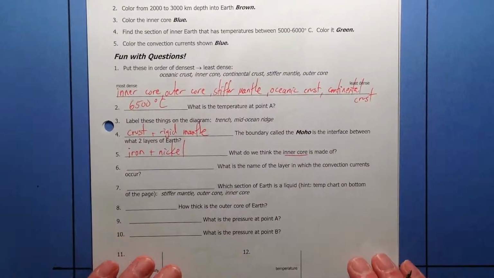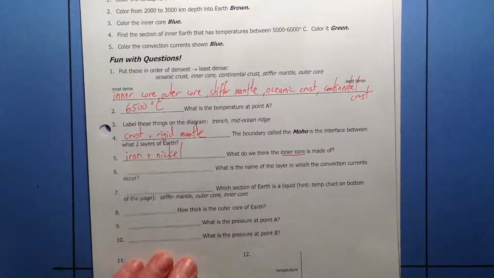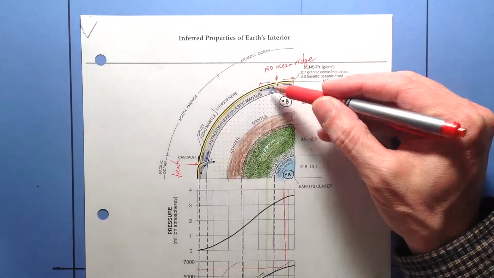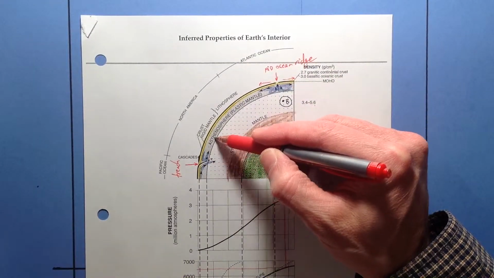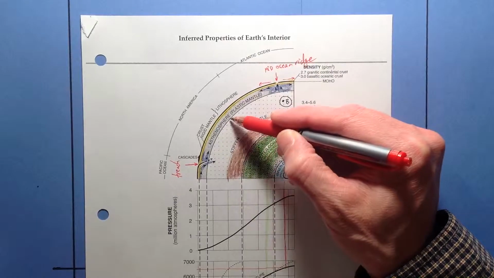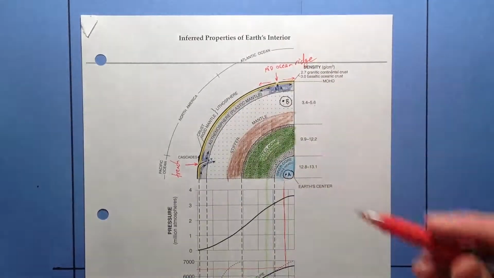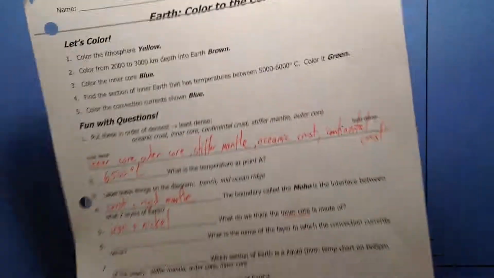6. What is the name of the layer in which the convection currents occur? Okay, convection currents again are right here. You see them here, and it's called the asthenosphere. That's how you say it. Think of it like a plastic mantle.